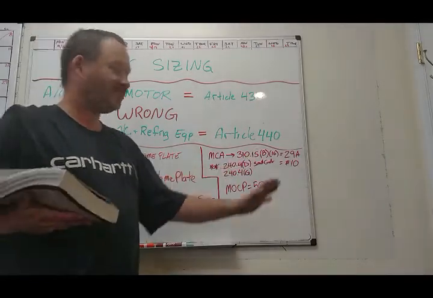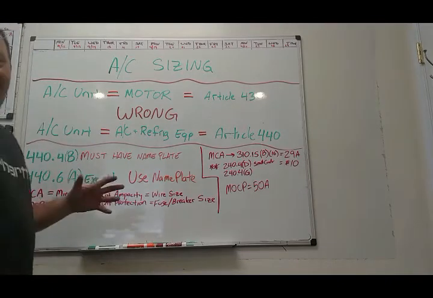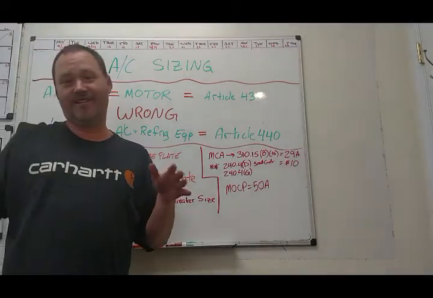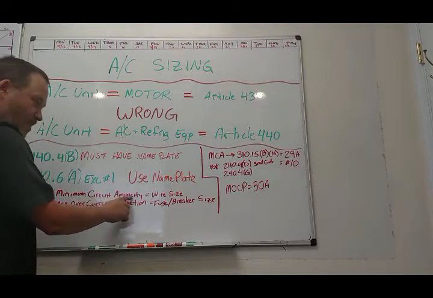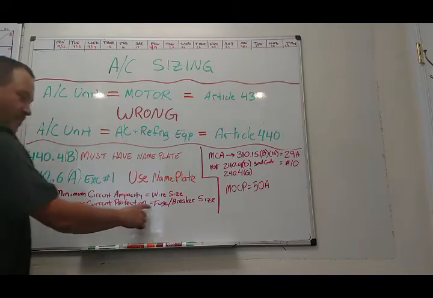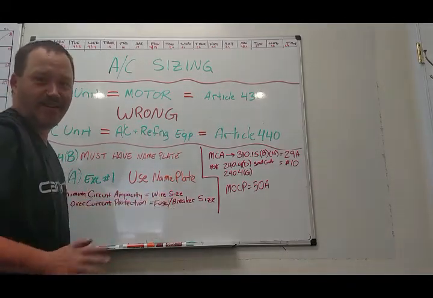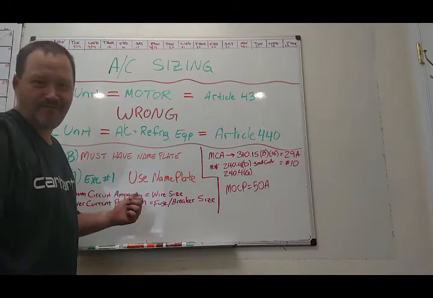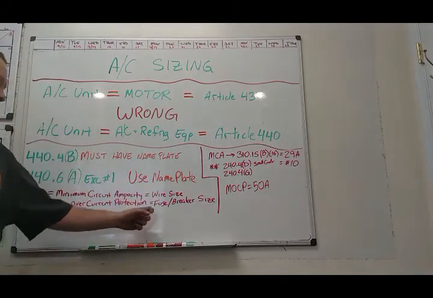So basically, getting rid of all the math and fancy stuff, anyone who can read, I could take my son who's 6 out there, he could read this. You go to the nameplate. Minimum circuit ampacity is your wire size. Max overcurrent protection is your fuse or breaker size. That's all you got to do. Somebody a lot smarter than us already figured it out in the factory, and you guys are overthinking it too much. Just very simple stuff.